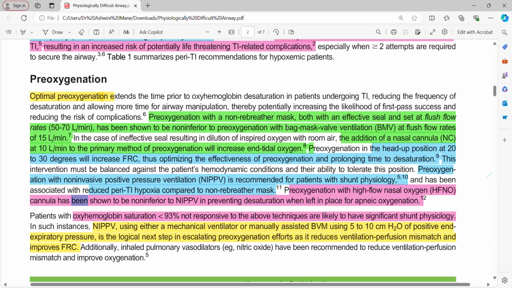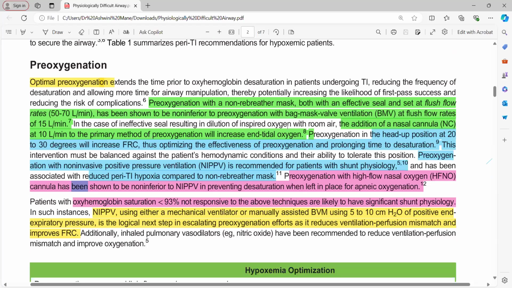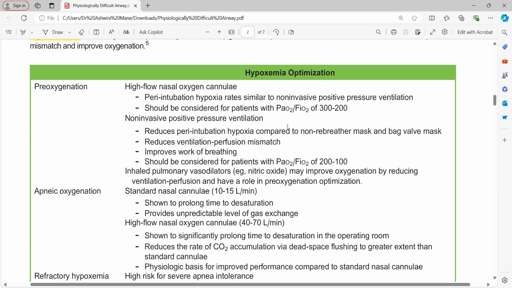Patients with an oxygen saturation less than 93%, not responding to the above techniques, are likely to have significant shunt physiology. In this case, NIV using either a mechanical ventilator or manually assisted bag mask ventilation using 5 to 10 centimeters of PEEP is the logical next step in escalating the pre-oxygenation method, as it reduces the ventilation perfusion mismatch and improves the FRC.